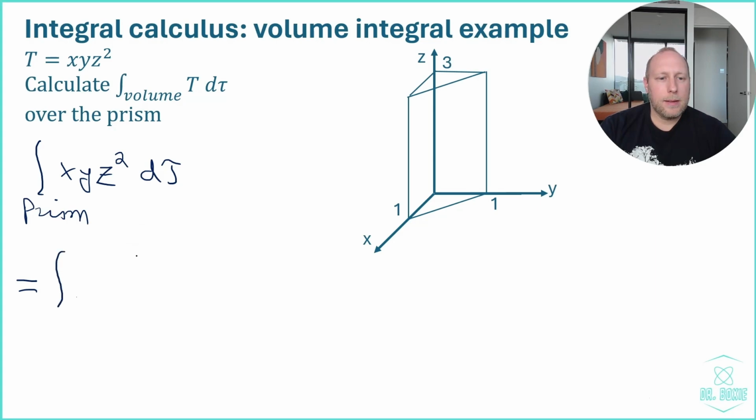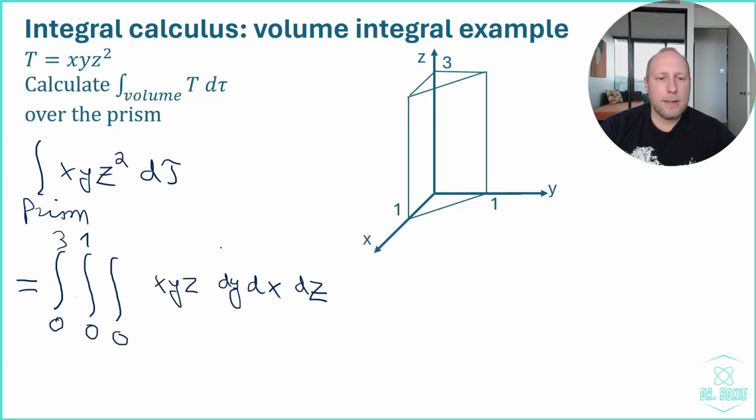Well, it's the integral where z goes from 0 to 3 dz, of the integral of x going from 0 to 1, of the integral of y going from 0 to some upper bound that we will determine in a minute, dy, of the integrand, which is x y z squared.